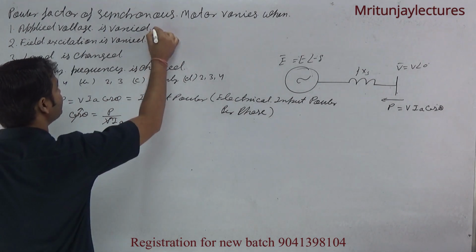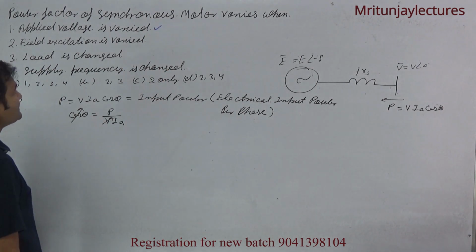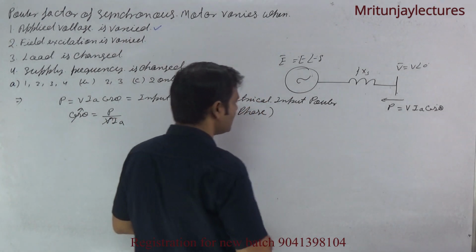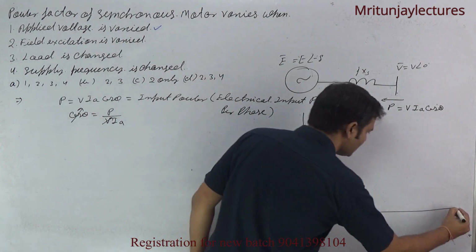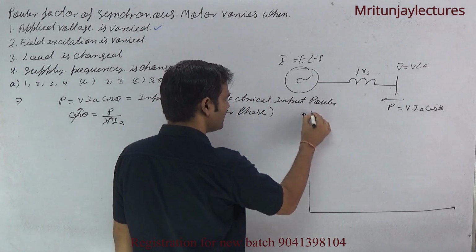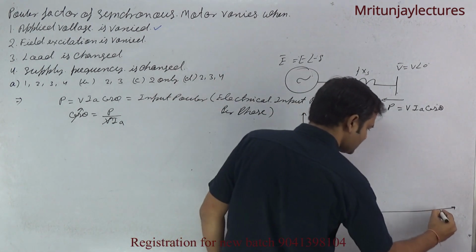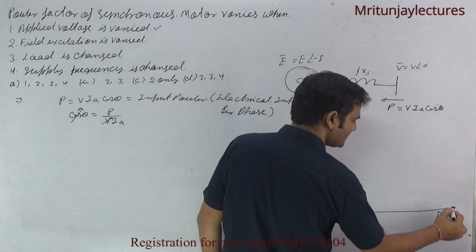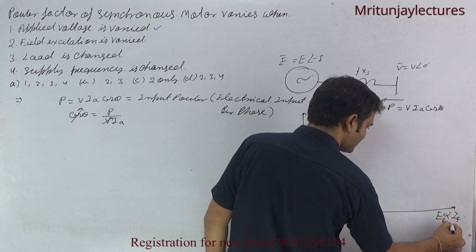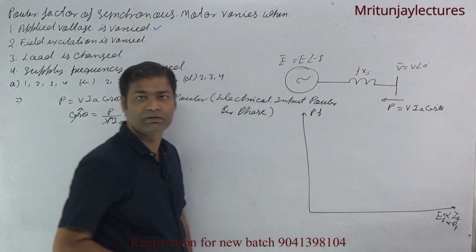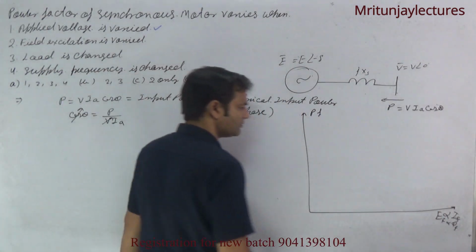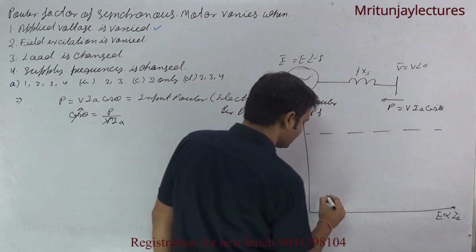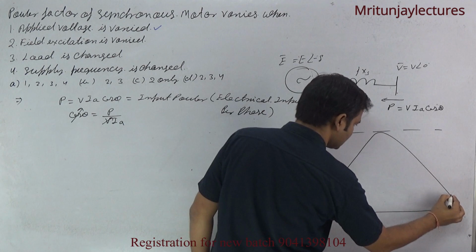Now another way: field excitation is varied. If any doubt, plot power factor versus excitation. Field excitation EMF is proportional to IF, and it is also proportional to phi f. Now make a graph like this.